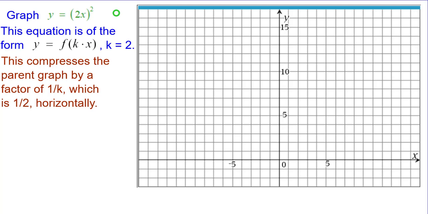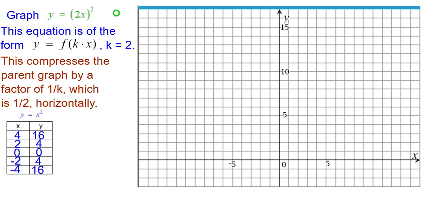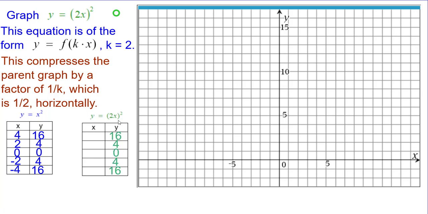And we know that this compresses the parent graph by a factor of 1 over whatever k is. So in this case that will be 1/2, and it's horizontally, meaning it affects the x values, not the y values. So these are my table of values that I'm going to use because the x values can be taken half of easily. And so this is my table for y equals the quantity of 2x squared.